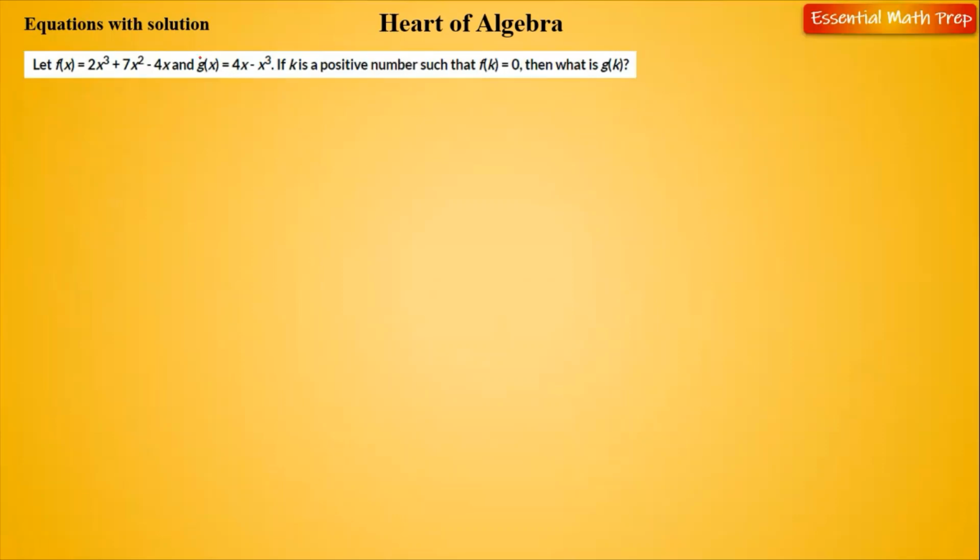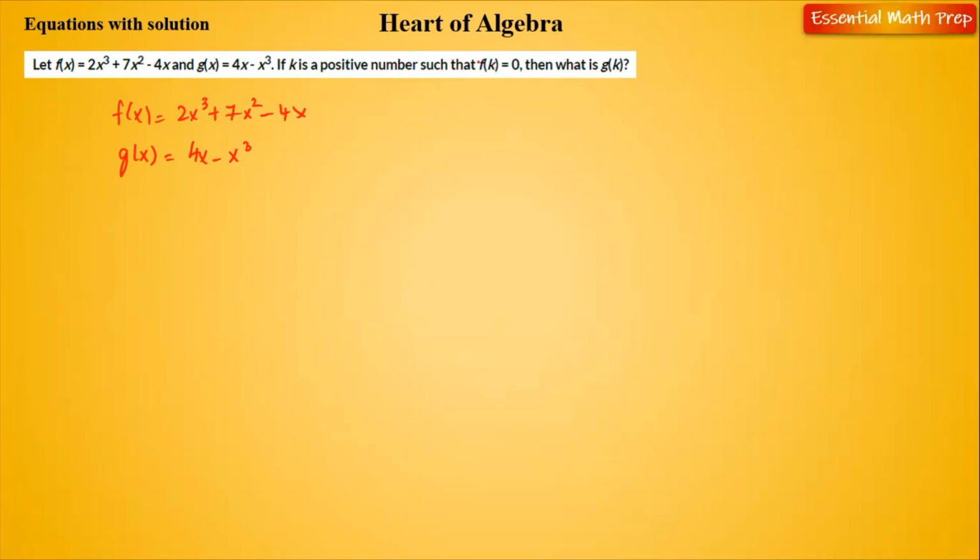We have done this sort of problem under the functions category. So if you haven't watched my videos on functions, please do go and watch them. So f of x equals 2x cubed plus 7x squared minus 4x. We have g of x, which is equal to 4x minus x cubed. If k is a positive number such that f of k equals 0, then what is g of k?